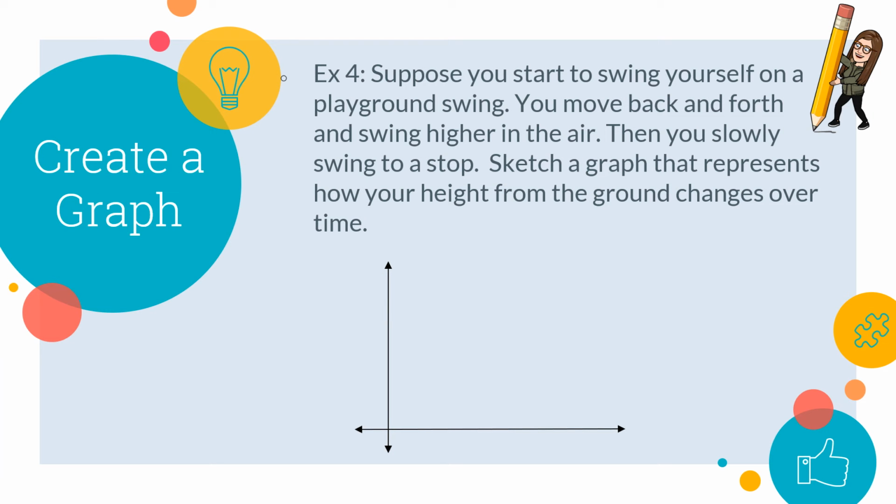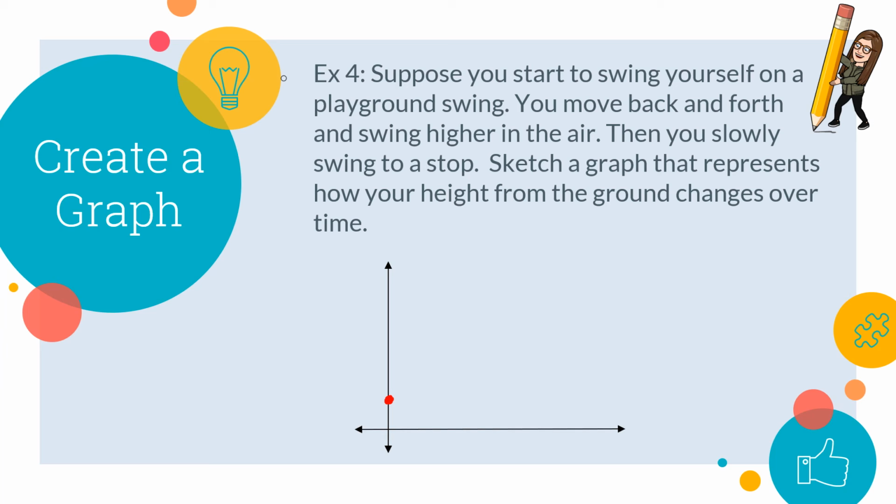All right, let's take a look at this next one. On this next one, we're going to create the graph given the story. So suppose, let's just read through this one. You're on a swing, and we want to make a graph for how it goes when you're swinging. If I sit on a swing, I'm just a little bit above the ground, right? I'm not going anywhere.